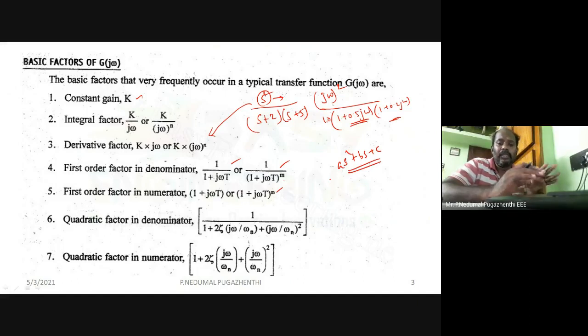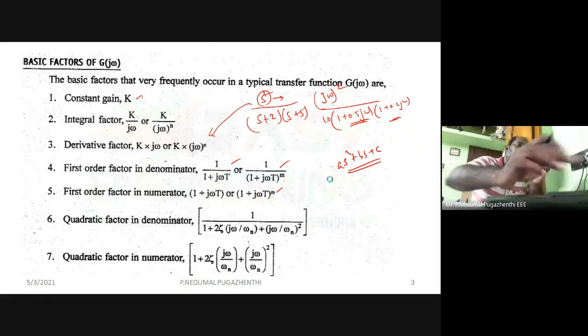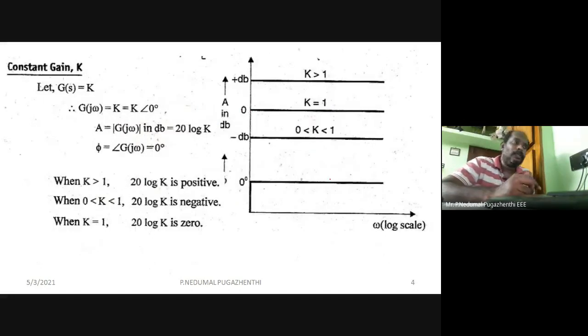For every omega value, you may get a point with respect to the magnitude and the phase angle. So that is how you have to do it. We will go step by step. If you have a constant gain k, then the magnitude is going to be k and the phase angle is 0. The k may be positive or negative. If k is greater than 1 and you want to convert the magnitude into its decibel value, then you have to use 20 log of k. This is the formula.